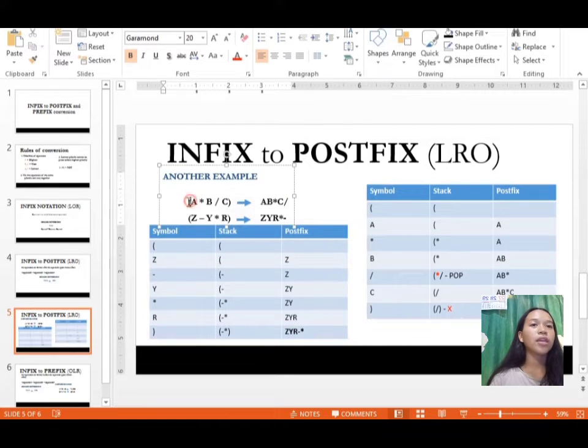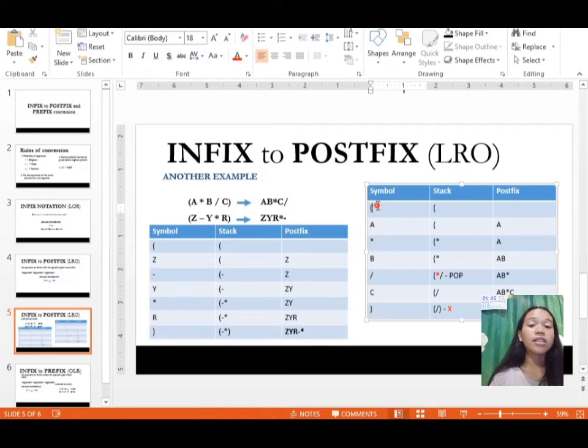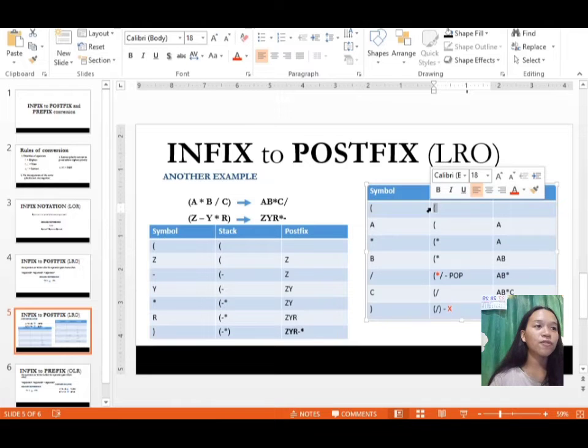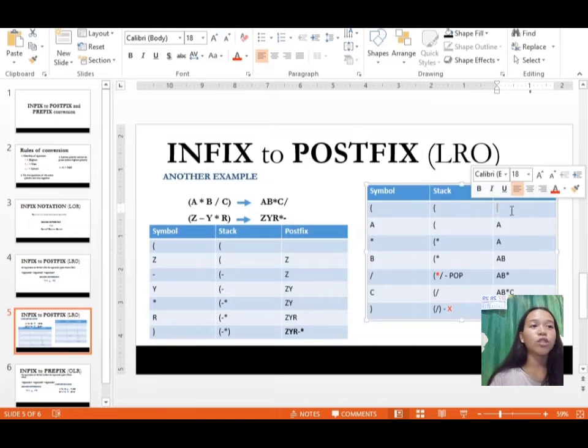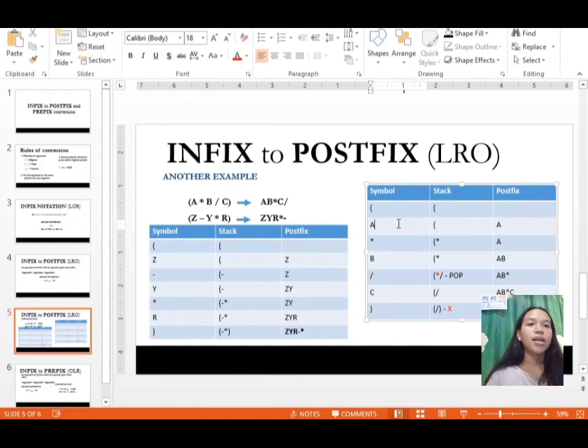So, let's start with the parenthesis. We put it in the symbol column. Parenthesis is also considered an operator, so that's why we put it in the stack. We have not put anything in postfix yet, since the parenthesis cannot be placed in postfix. Next is the symbol letter A. We put it in the symbol column. Of course, letter A is an operand, so we put it in postfix. The stack will remain parenthesis since we have not added other elements.